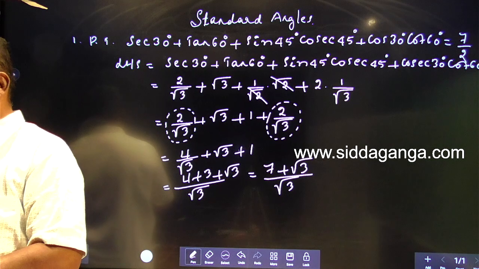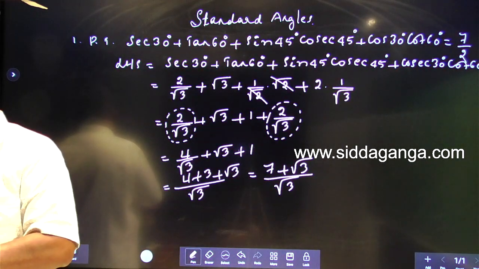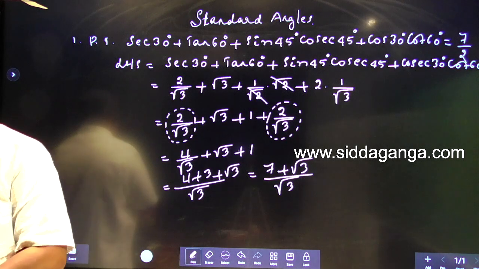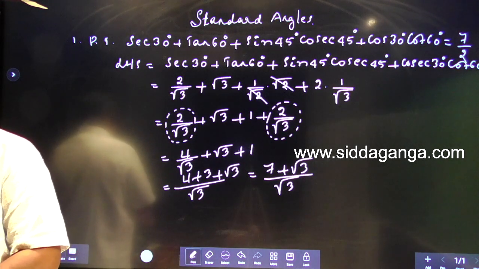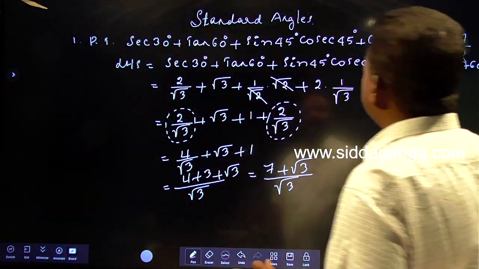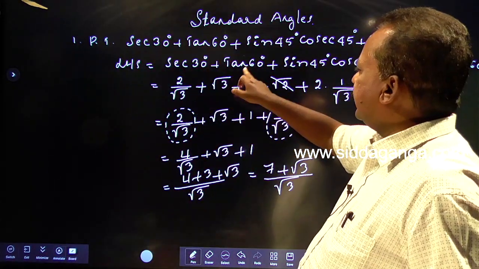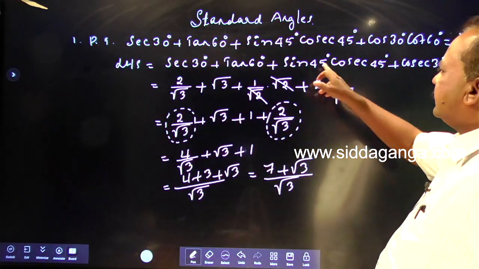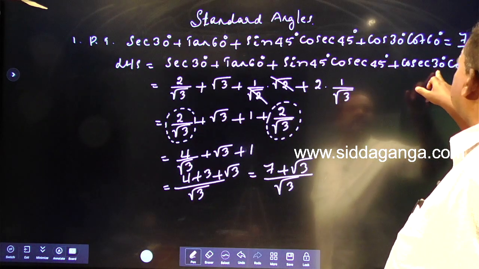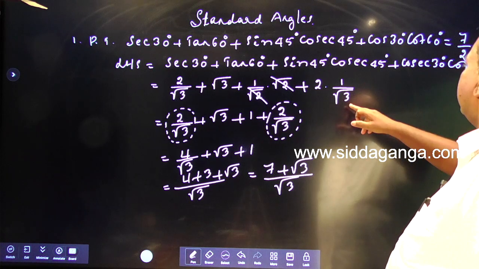Cos 30, cot 60. That is correct. Cosec 45, sin 45. That is also correct. Secant 30 is correct. Tan 60 is also correct. But the asked answer is 7 by 2, which is not coming now. Cos 30 is root 3 by 2, secant 30 is 2 by root 3, tan 60 is root 3, sin 45 that is 1, cosec 30 is 2, cot 60 is 1 by root 3.